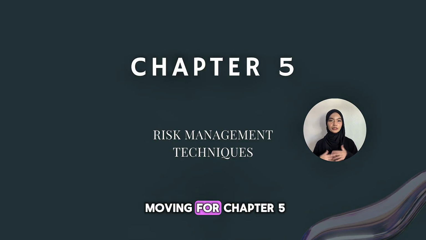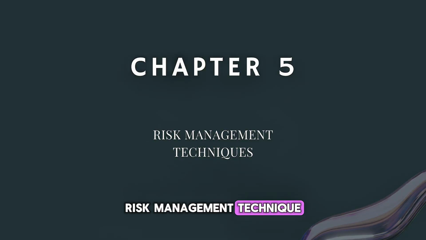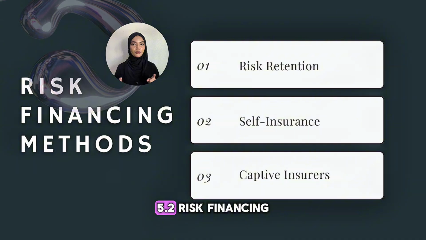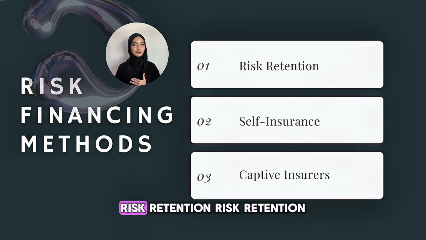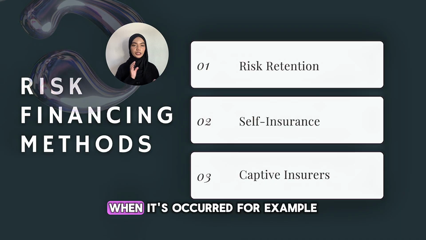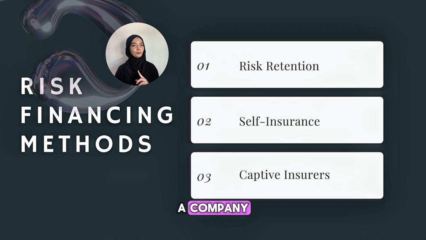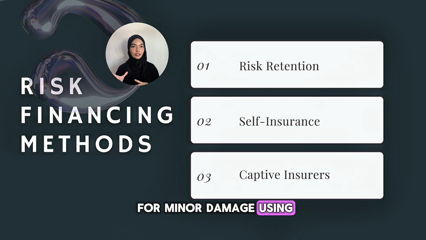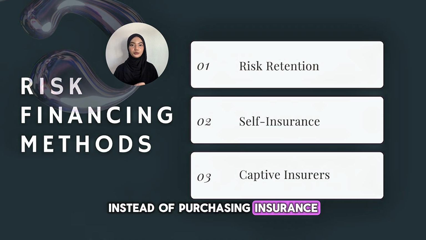So now we are moving to Chapter 5, Risk Management Technique. 5.2 Risk Financing. Risk retention. Risk retention means accepting the risk and bearing the losses when it occurs. For example, a company may decide to pay for minor damage using its own funds instead of purchasing insurance.